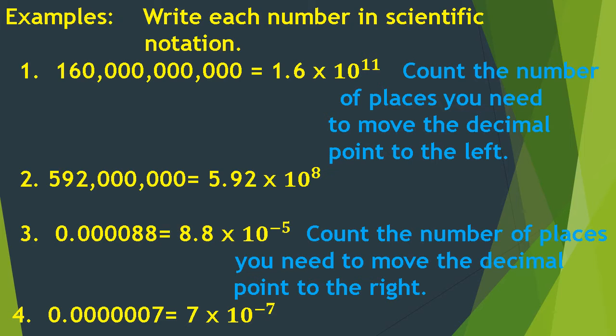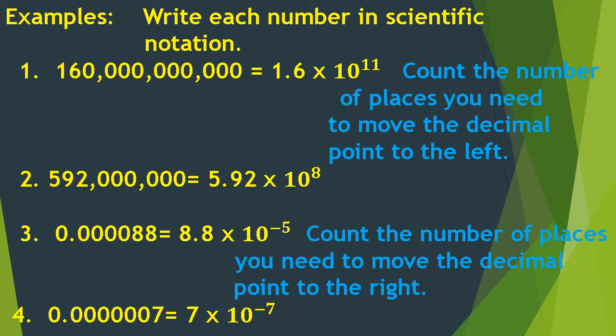Number 3, 0.00088 is equal to 8.8 times 10 to the negative 5th power. So we are going to count the number of places to move the decimal point to the right. So there are 5 places to move the decimal point to the right.